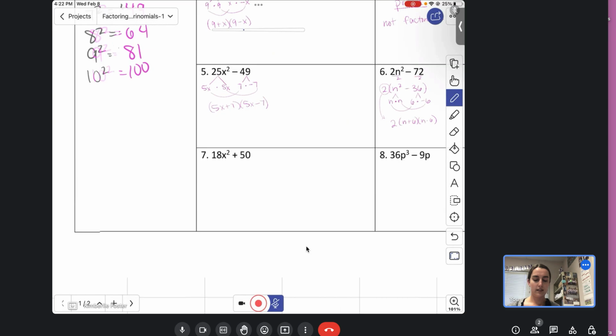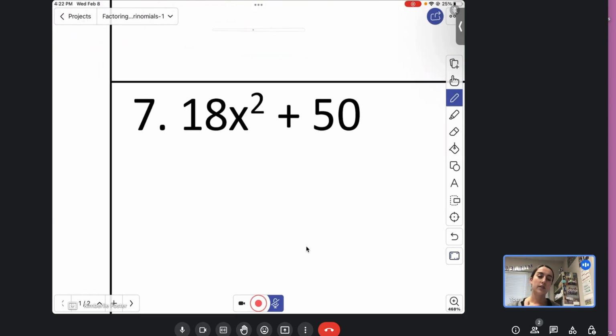Okay, looking at 7. 7 also kind of looks like a difference of squares. One thing I should notice is this plus. It's not a difference, it's a sum. Even though it can't be factored as a difference of squares, if I look at my 18 and my 50, I see that I can factor something out of that, right? There's still a GCF. Off the top of my head, literally off the top of my head, I haven't actually looked at this yet, I can think of 2. I'm pretty sure that's the GCF of 18 and 50.